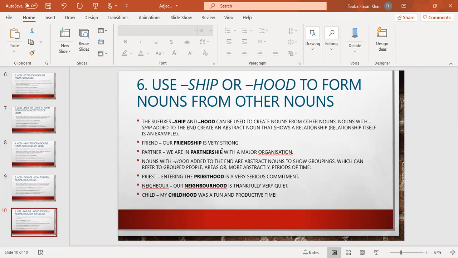If you add hood, hood is added to those abstract nouns that have some sort of groupings. हम एक group of people के लिए hood इस्तेमाल करते हैं. For example, priest becomes priesthood, a group of priests. Neighbor, neighborhood, mohalla. Child, childhood, like that. And that is our lecture for today.